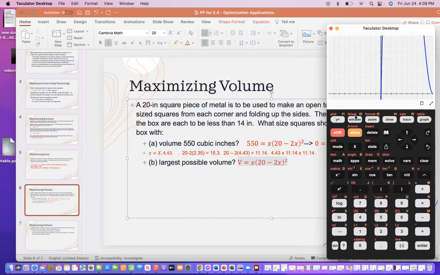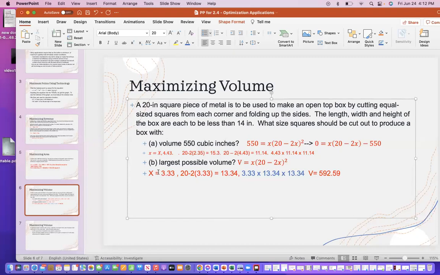And so we want to adjust our window once again. We need a much higher height there. So I'm going to go down here and let's see if we make this 1,000. If this is going to give me the graph I'm wanting. There we go. So what I'm after then is the max here for this. So we'll go to shift and calc. We want to go to maximum, choice number 4 here. Left bound, enter, right bound, enter. My maximum here is 3.33 with the maximum volume of 592.59.